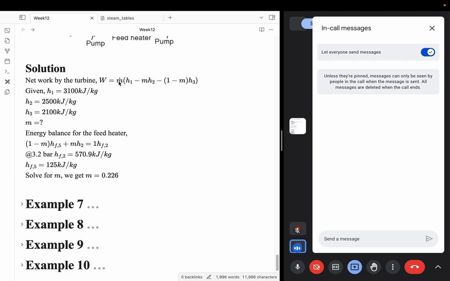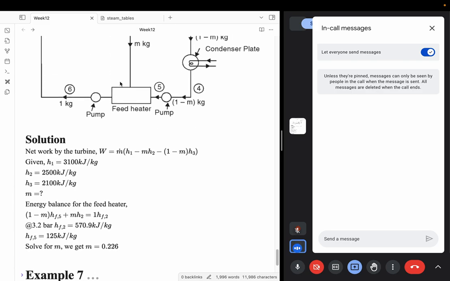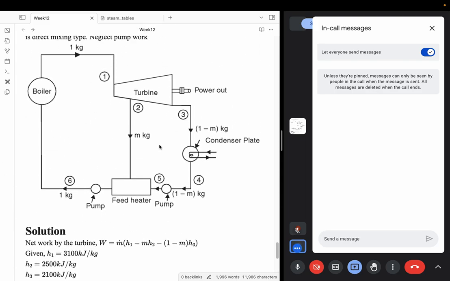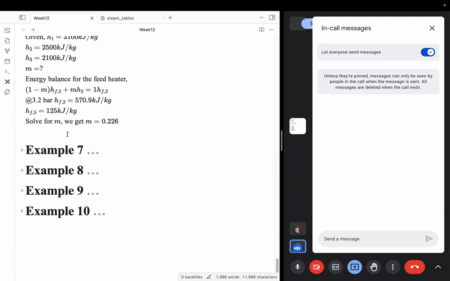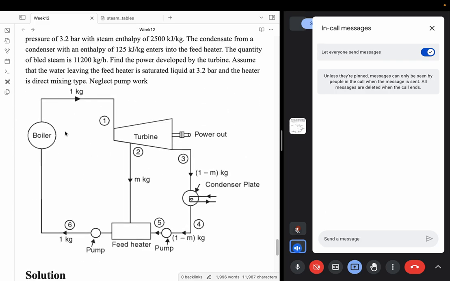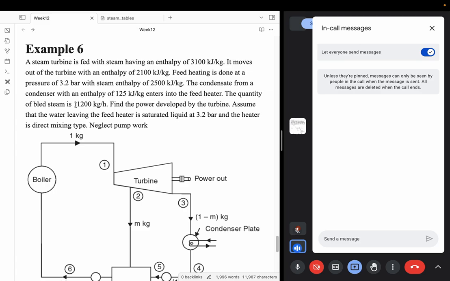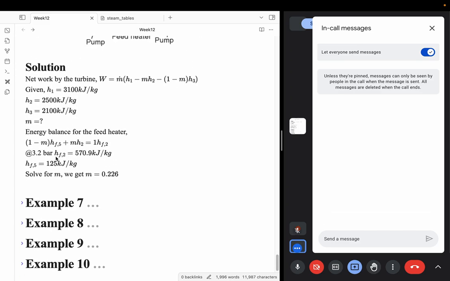So the net work output will be m dot times something. So how do I calculate this m dot? This m dot is the mass flow rate in the total system. So how do I calculate m dot? That is again straightforward. It's given in the problem directly here. The quantity of the bleed stream is 11,200. So that is already given to you. So m dot is 11,200, the total quantity of steam.